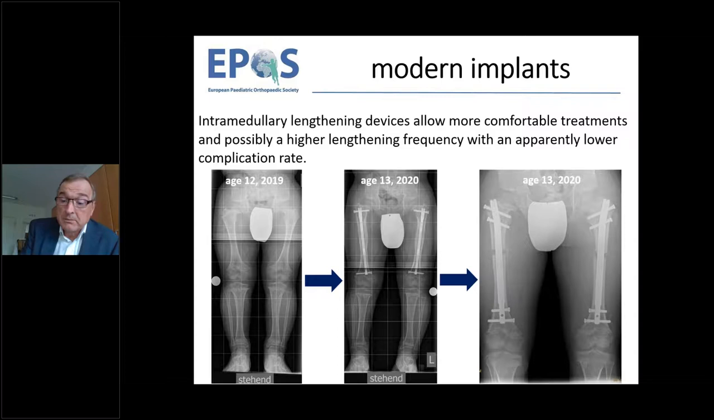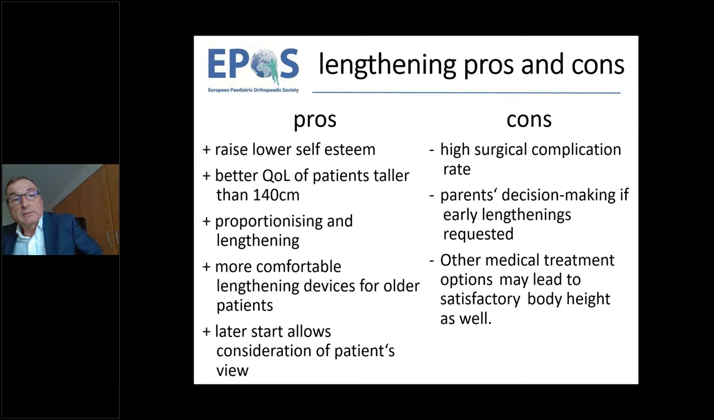So, lengthening pros and cons. Pros: raises lower self-esteem, better quality of life of patients taller than 140 centimeters, proportionizing and lengthening, more comfortable lengthening devices for older patients are available, and later starts allow consideration of patients' views. Cons: high surgical complication rate, parents' decision making if early lengthenings are requested, and other medical treatment options may also lead to satisfactory gain of height and need to be considered.